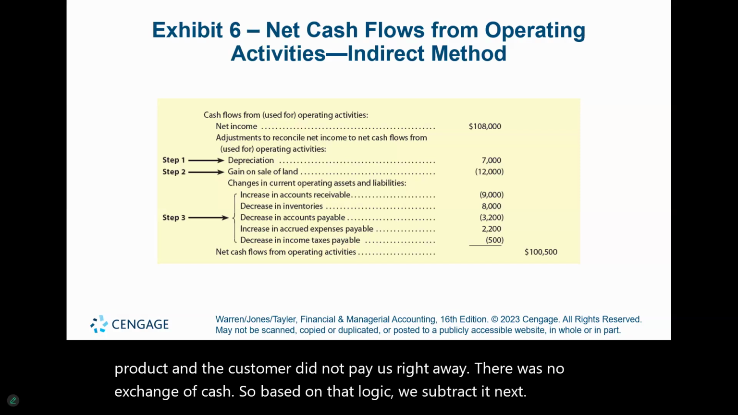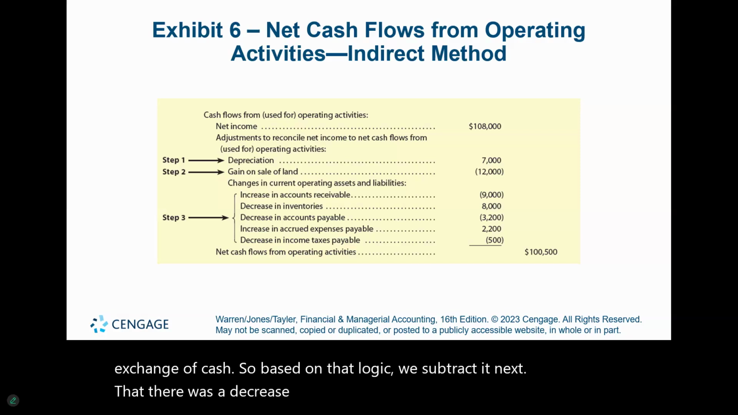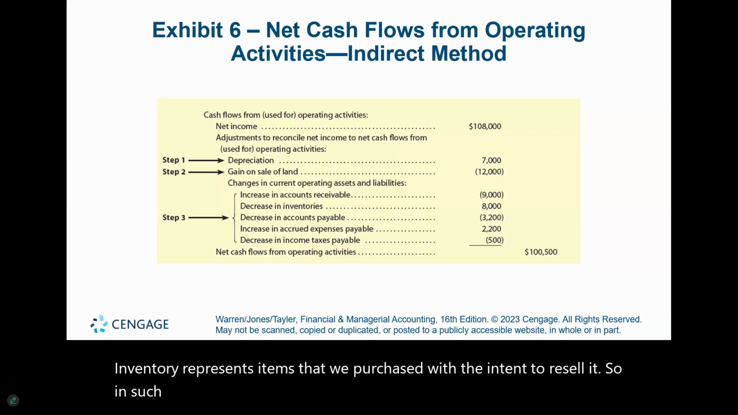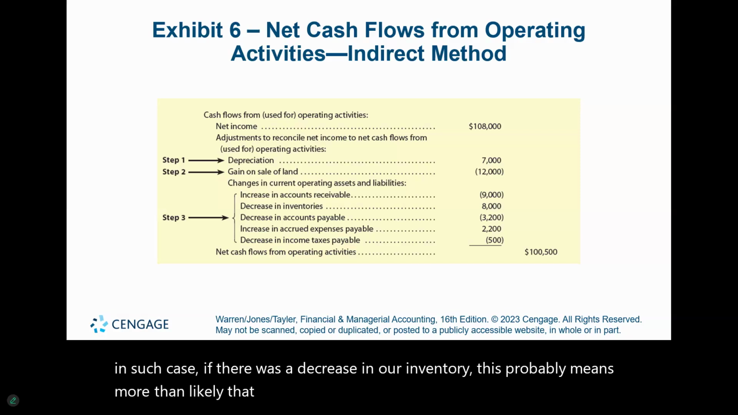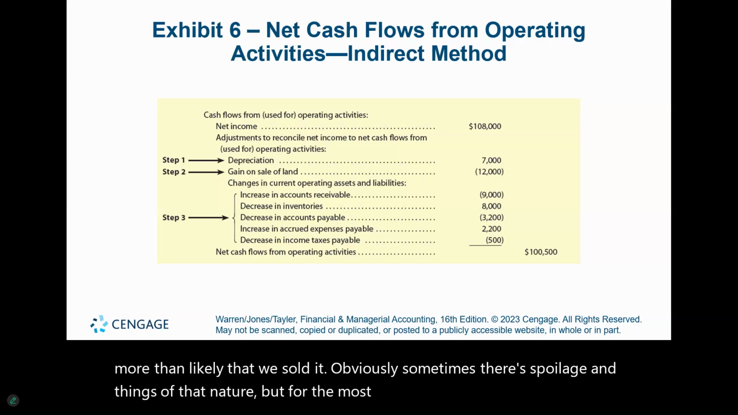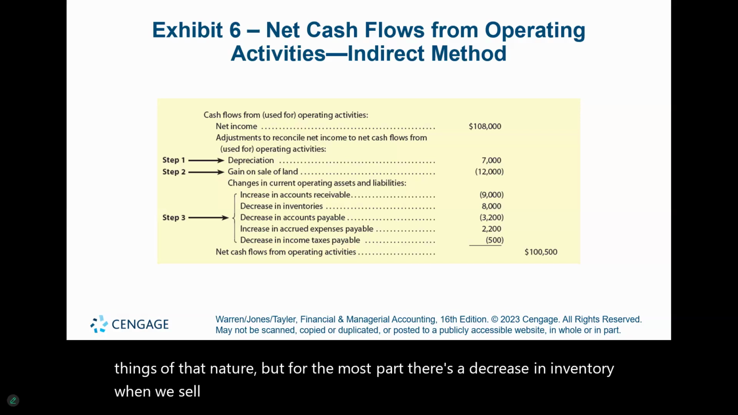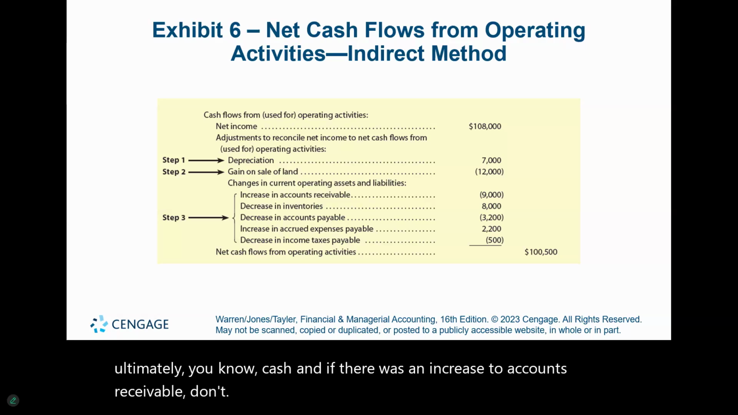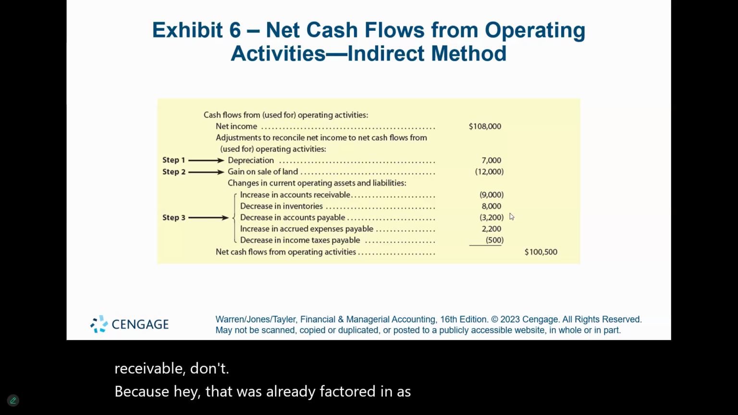Next, we see that there was a decrease in inventories. What does inventory represent? Inventory represents items that we purchased with the intent to resell it. So in such case, if there was a decrease in our inventory, this probably means more than likely that we sold it. Obviously, sometimes there's spoilage and things of that nature, but for the most part, there's a decrease in inventory when we sell it. So because of that, when we sold the product, we received ultimately, cash. And if there was an increase to accounts receivable, don't worry, because hey, that was already factored in, as we see in this first step.